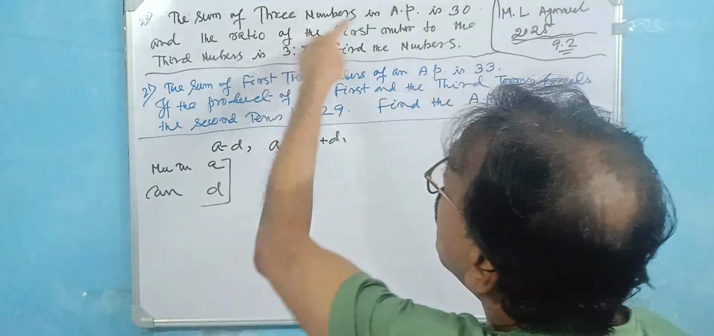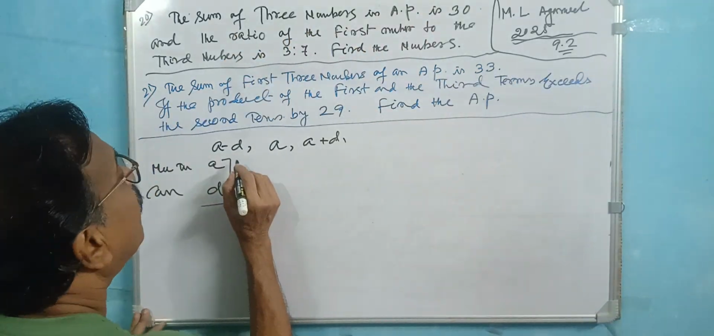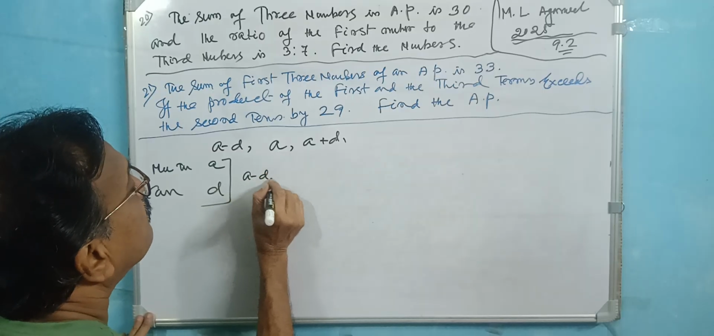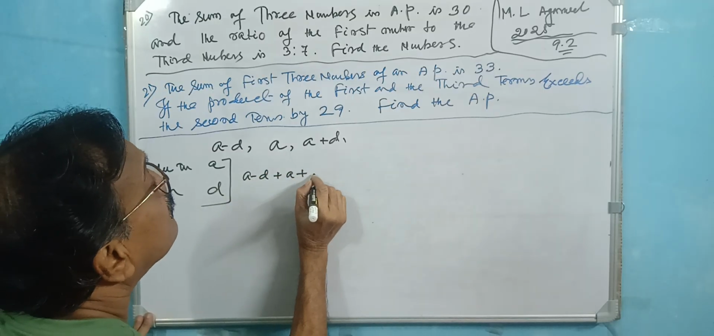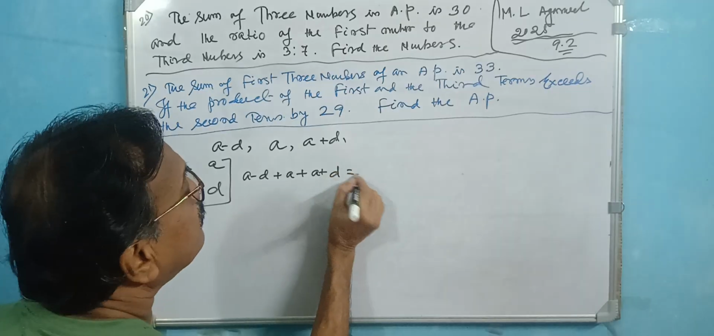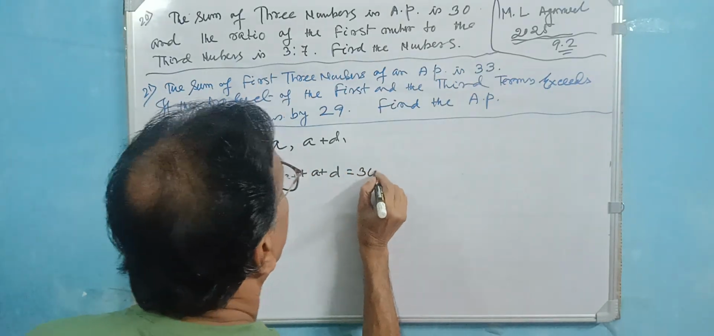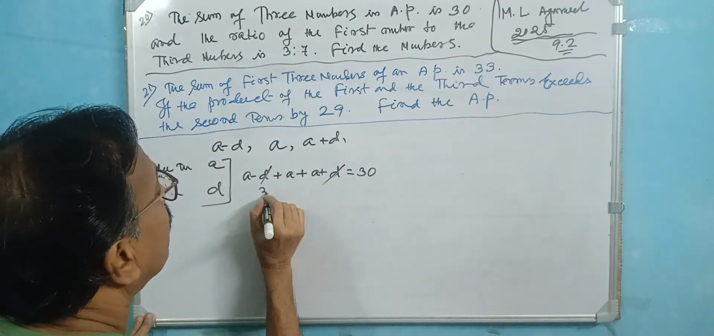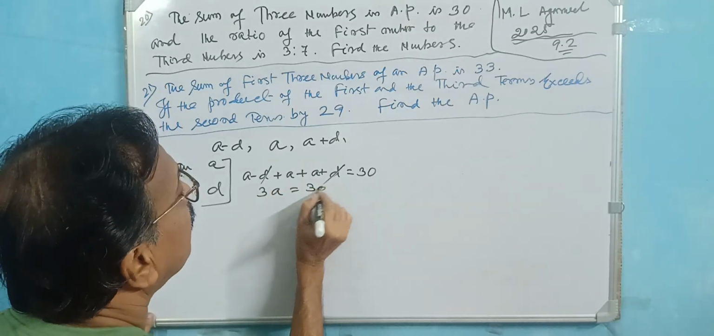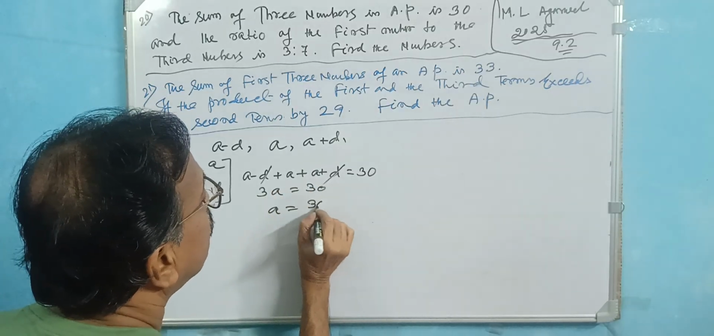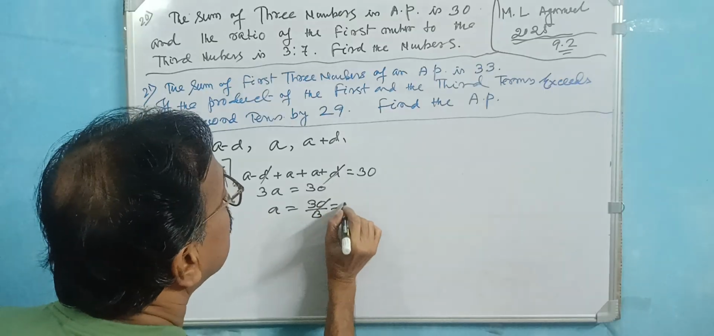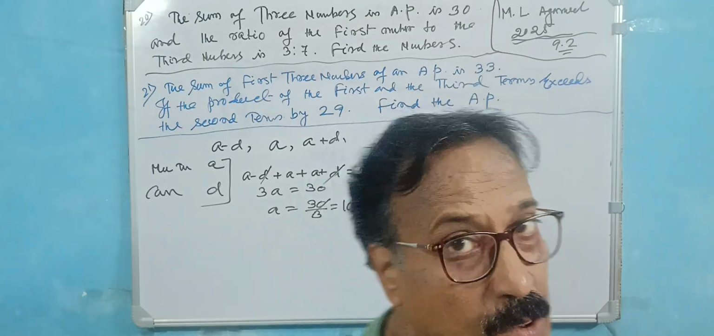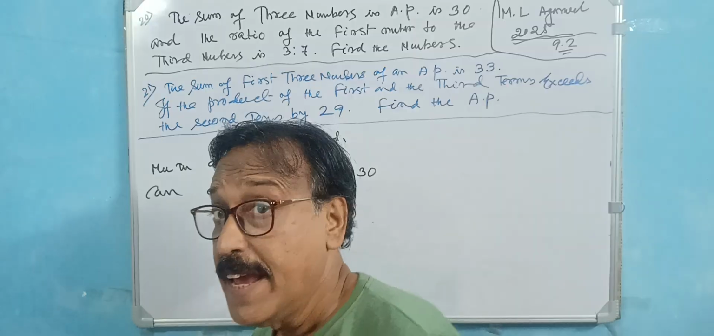Now, the sum of the three numbers in AP. By this question, A minus D plus A plus A plus D. Just open your brain. The D's cancel, so 3A. 3A is equal to 30. You calculate A is equal to 30 by 3, so this is 10. Very easy. You get A is 10.